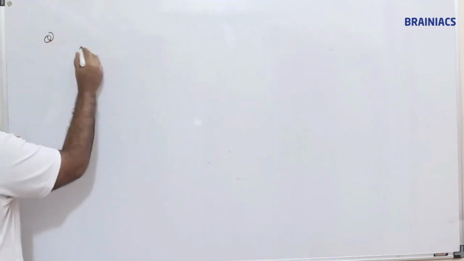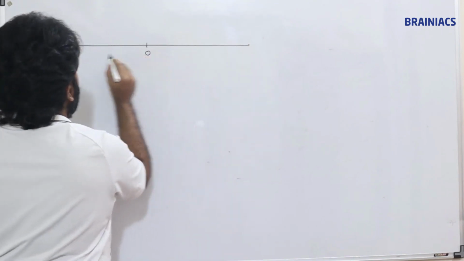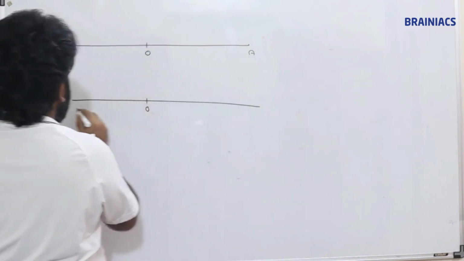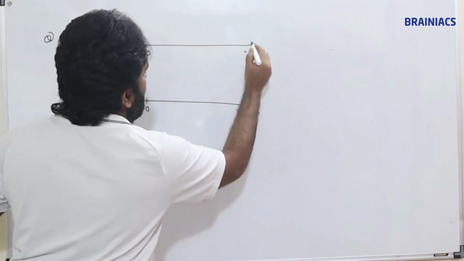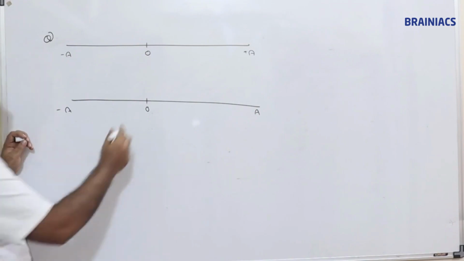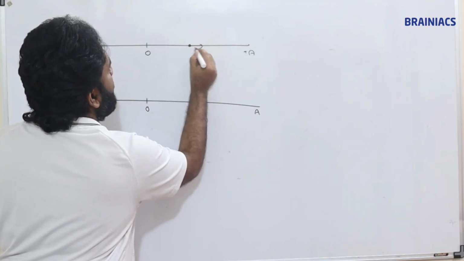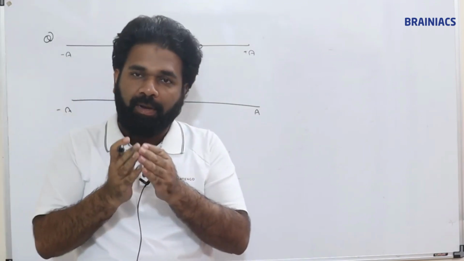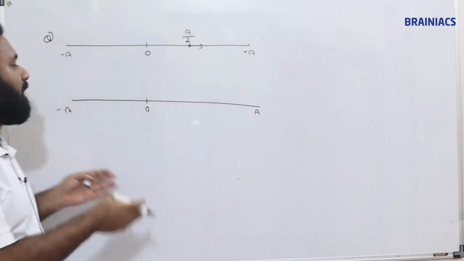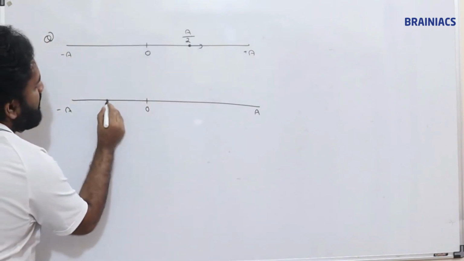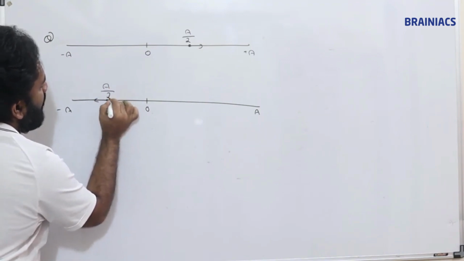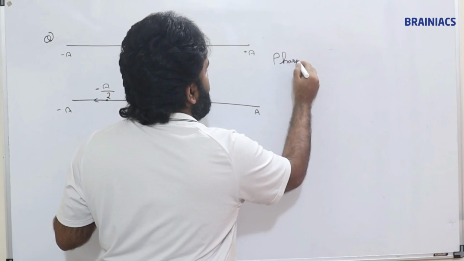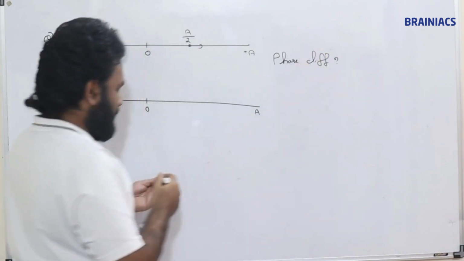Another question, again two SHMs, minus A to plus A. Now one is starting at A by 2, so from here one SHM is moving. I mean, when one particle is moving from A by 2, at the same time the other particle doing SHM is moving in this direction from minus A by 2. What is the phase difference?